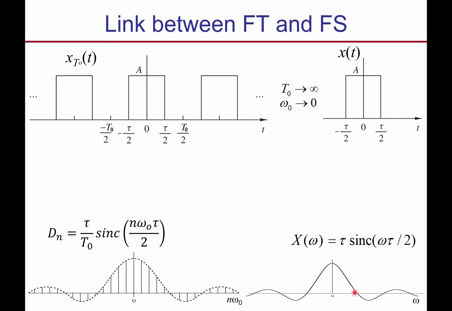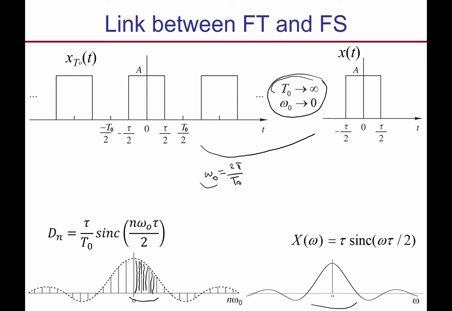Now, if we move from here to here, we make t0 large. So that means omega 0, which is 2 pi over t0, will be very small. If I don't make it infinity, but just make t0 large enough, so now the fundamental frequency, instead of 100 hertz, will be 1 hertz. So that means this line here now will be here and another here, because the fundamental frequency becomes very, very small. And suddenly these start looking like this. And that's the relationship between Fourier transform and Fourier series.